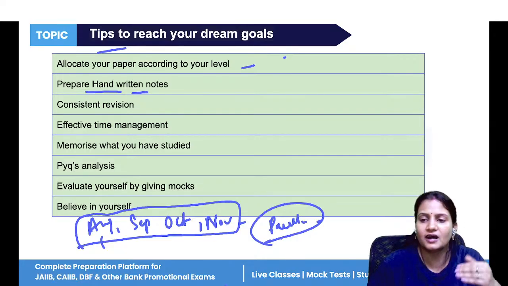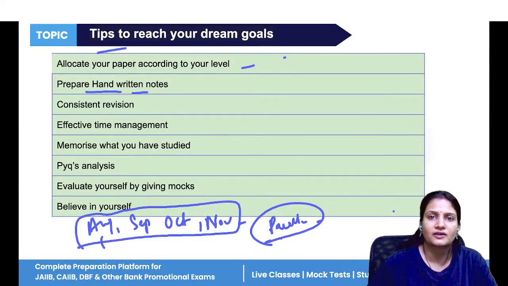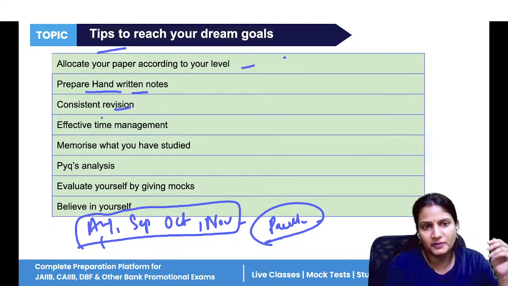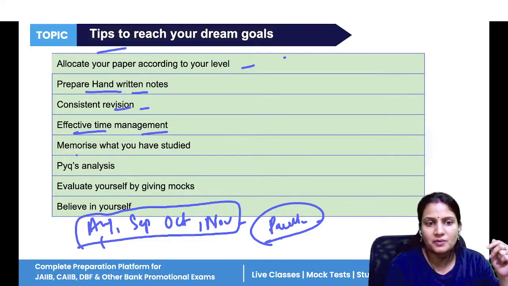Rather than reading the lengthy PDFs and lengthy statements, short and crisp notes will help you a lot at the last time of your examination. Consistent revision should be there. You have to manage time effectively. Memorize what you have studied, that is the revision.